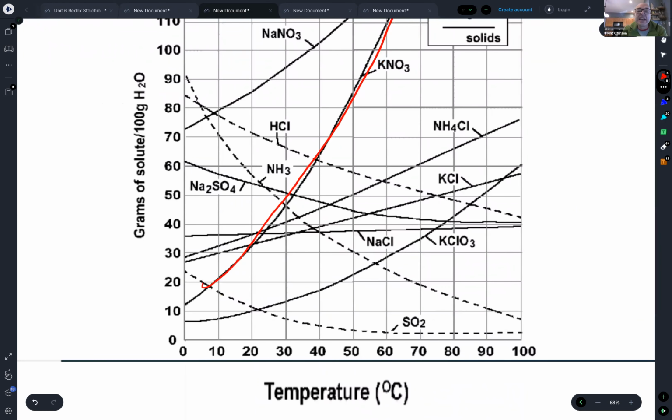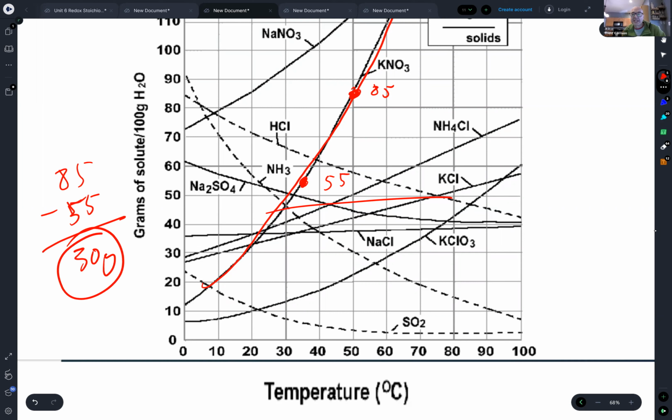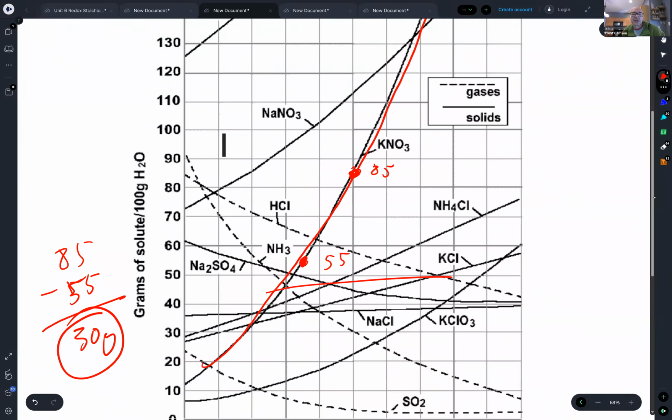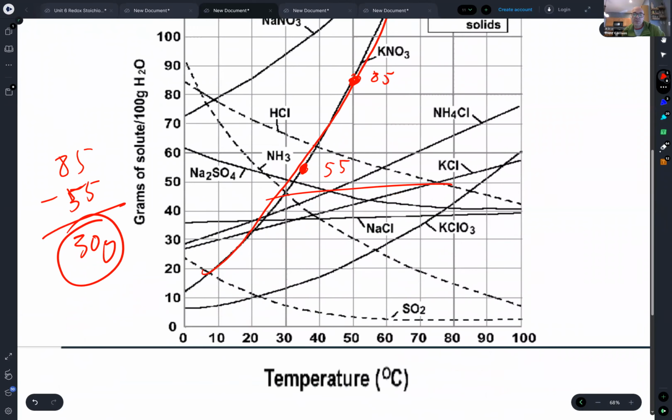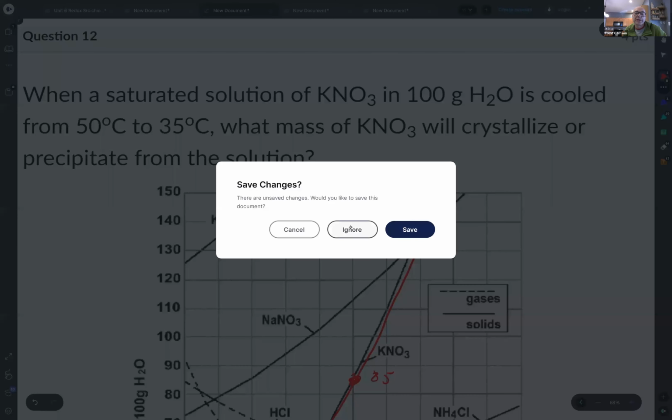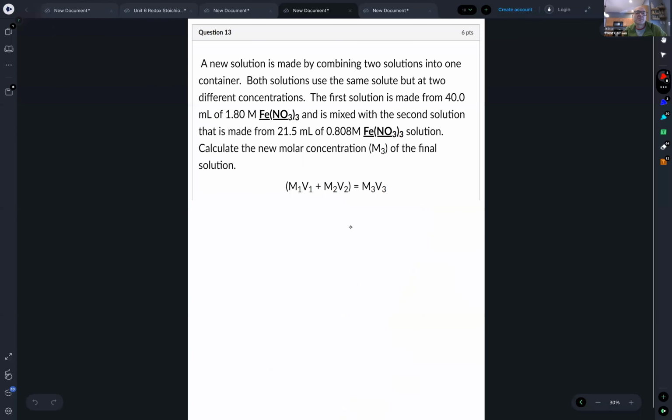So 50 hits it right here in the middle. It looks about 85, and it goes down to 35. That looks like it's about here, which is about 55. You're going to take the difference of 85 and 55, and you get about 30 grams should have precipitated out. So 35, and I believe those were the temperatures, 50 to 35. Yep. All right, that was stinking simple.